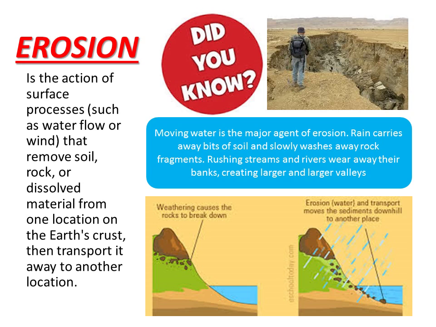Good. The dirt goes with it. That's right. What does it make? Erosion. It's the action of surface processes such as water flow that removes soil or rock or dissolved material from one location on the Earth's crust, then transports it to another.